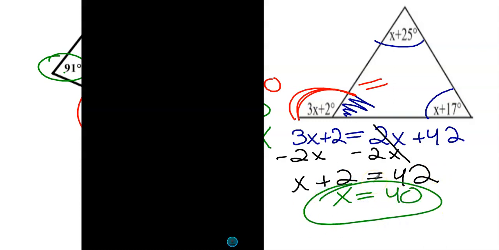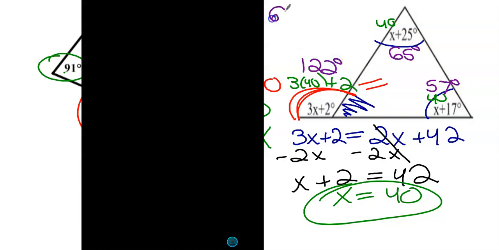So x equals 40, and then I can plug it back into both of them if I have to. If I'm asked to do that on my test, I can plug 40 back in and solve. So 40 plus 25 is 65. 40 plus 17 is 57. 3 times 40 is 120 plus 2 is 122.